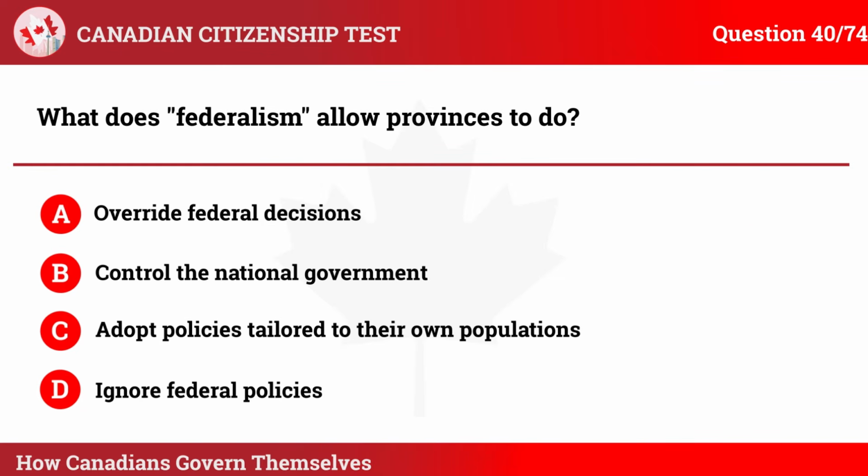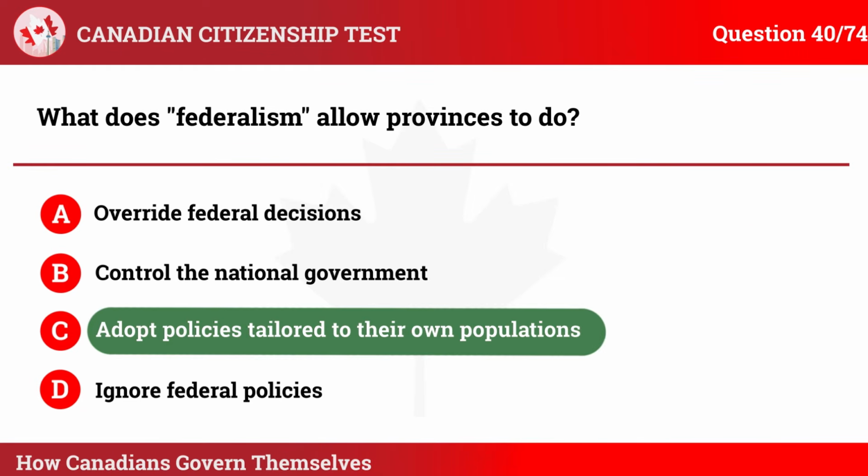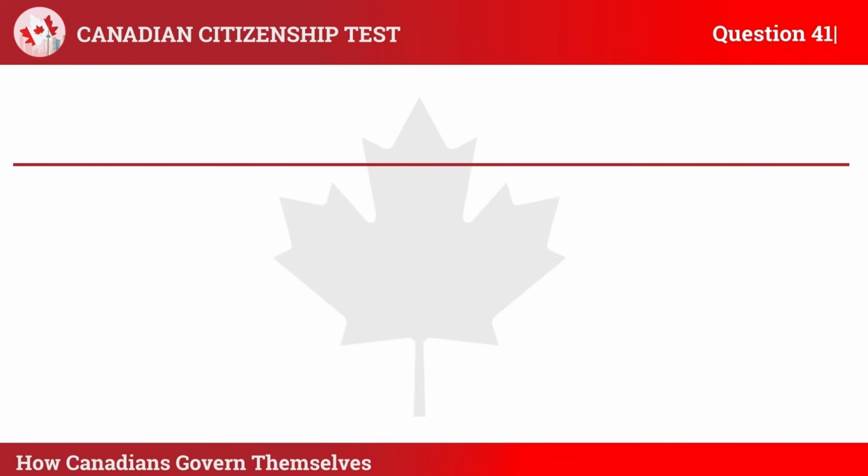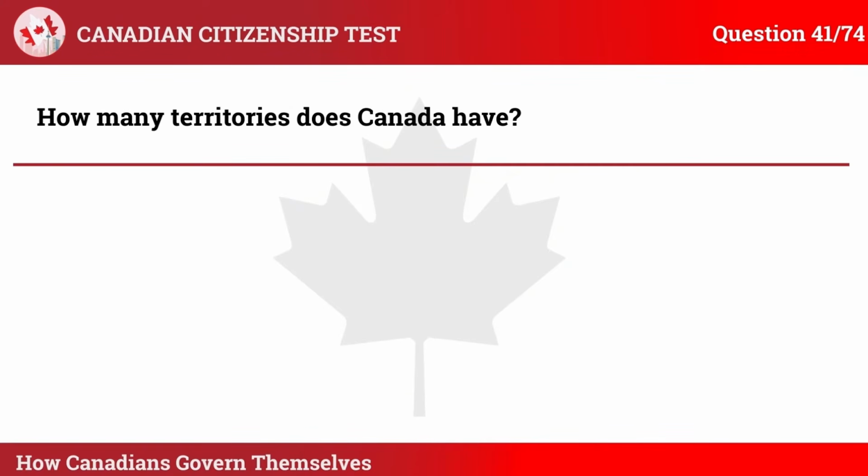The correct answer is C. Adopt policies tailored to their own populations. Explanation: federalism allows provinces to adopt policies tailored to their populations, enabling flexibility within the national framework. Question 41. How many territories does Canada have?